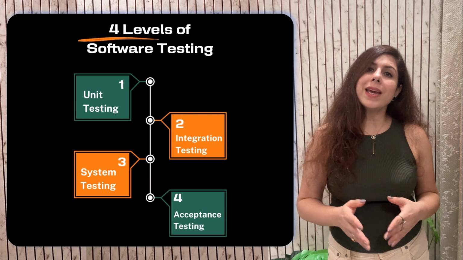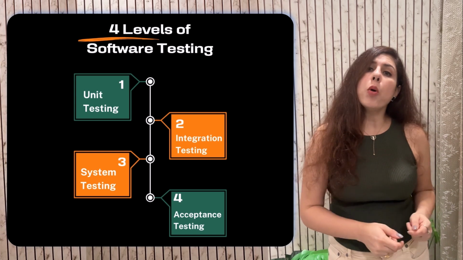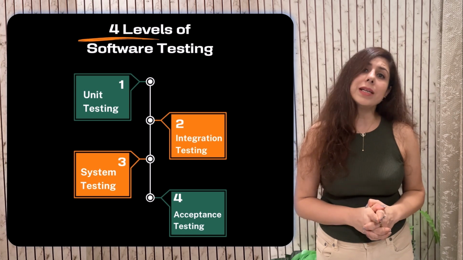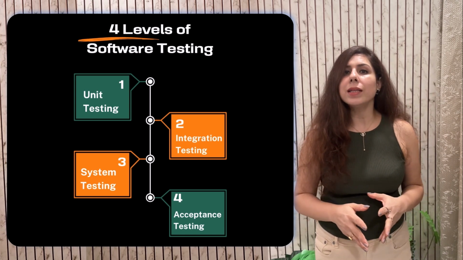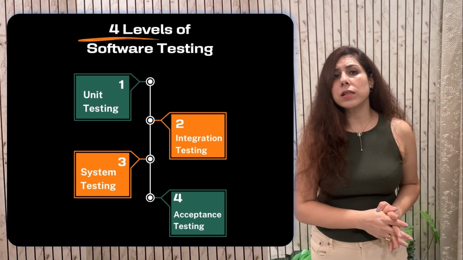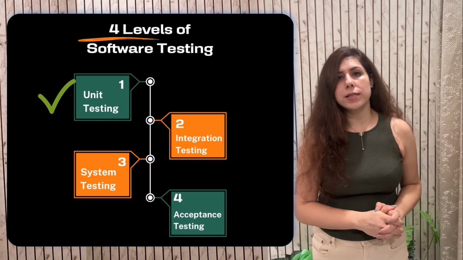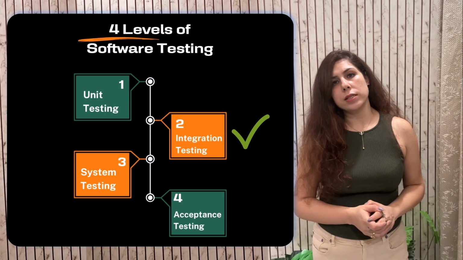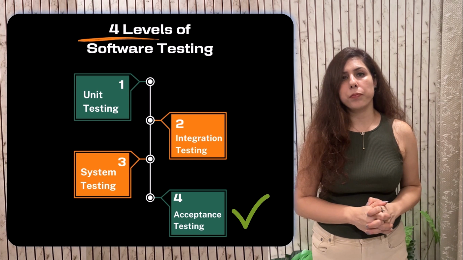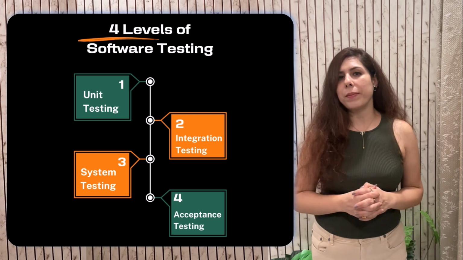Whether you're using the SDLC model or the Agile model for product development, it's important to perform different levels of software testing to ensure that the product is developed correctly and that a quality product is finally delivered. In its life cycle, software goes through 4 different levels of testing. First, unit testing. Second, integration testing. Third, system testing. And fourth, acceptance testing. Let's explore each of these testing levels in detail one by one.